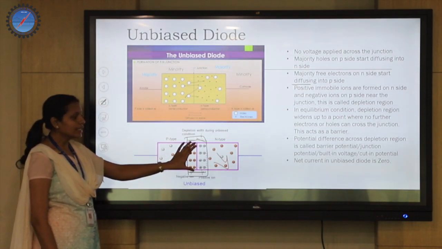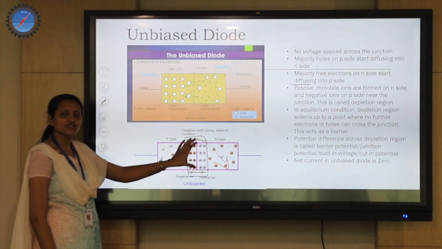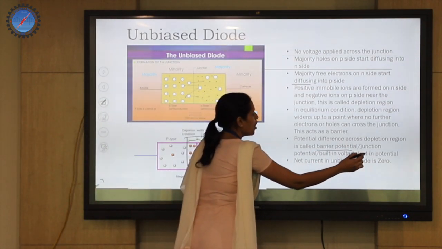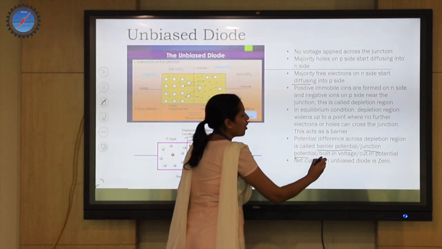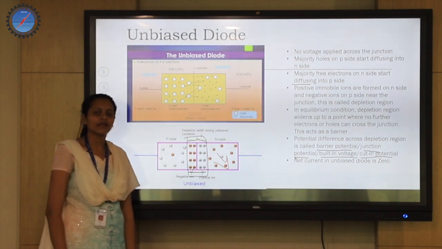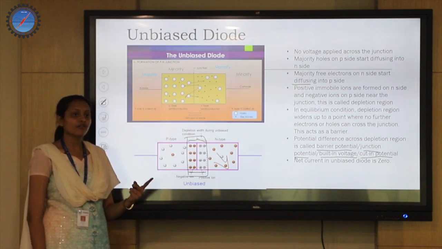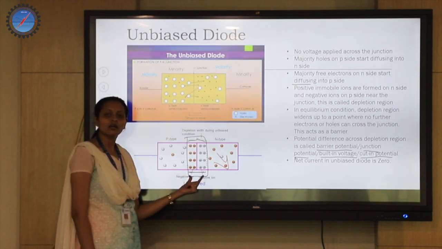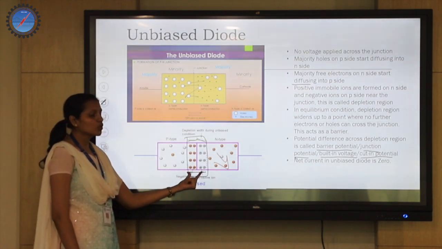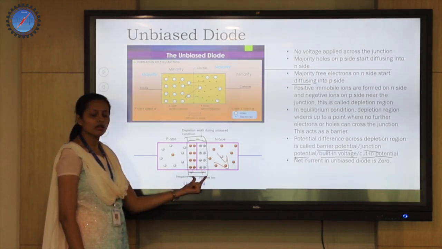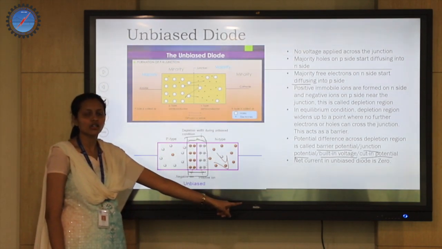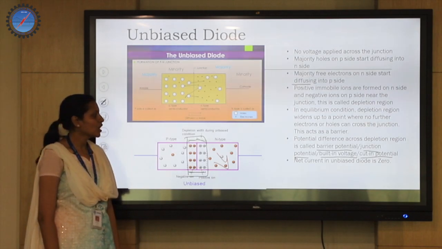The potential existing in the depletion region is called barrier potential or junction potential or built-in voltage or cut-in potential or cut-in voltage. There are different names given to the potential or the barrier which is existing at the junction.